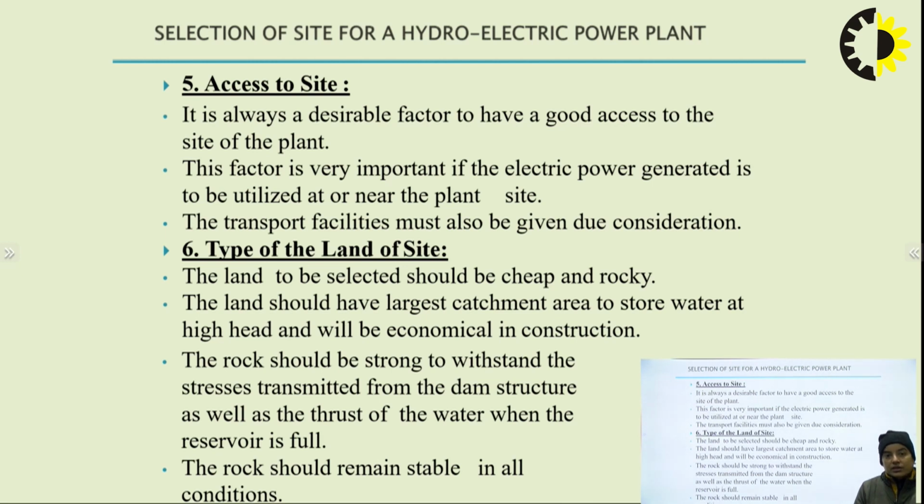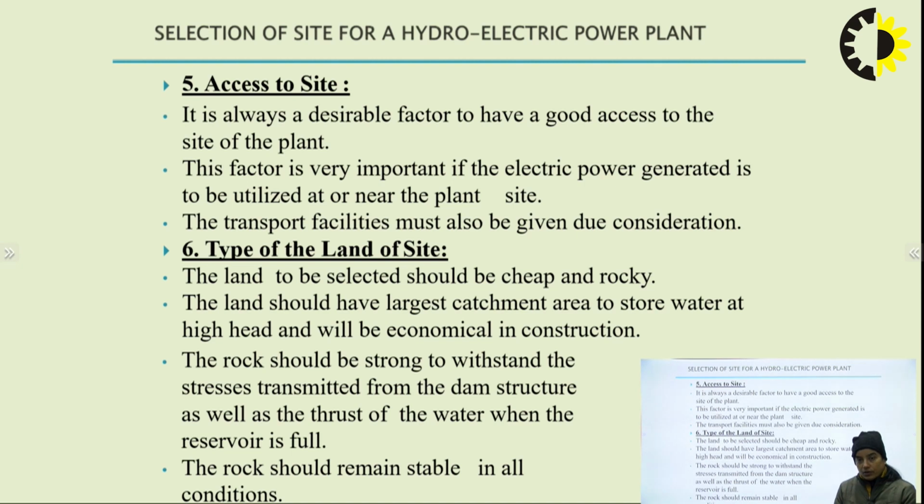So sixth one is the type of the land site. The land to be selected should be cheap and rocky. The land should have the largest catchment area to store the water at high head and will be economical in construction. The rock should be strong to withstand the stresses transmitted in the dam structure as well as the thrust of the water when the reservoir is full. So the rock should remain stable in all conditions.